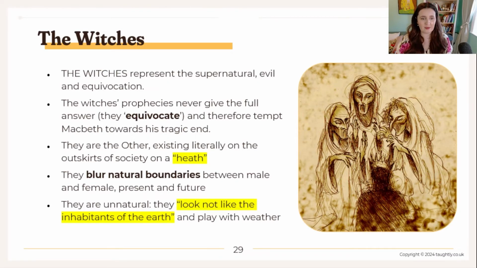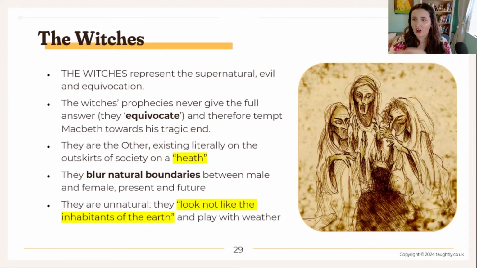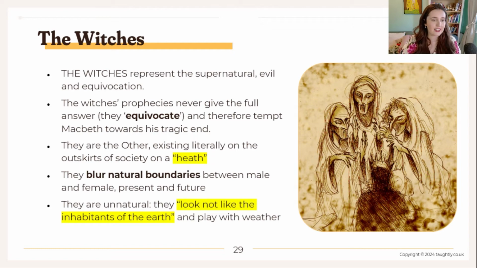Because Macbeth thinks that means, well, everyone is born of woman, therefore no one can hurt me. But Macduff was, from his mother's womb, untimely ripped. He was born by C-section. So their equivocation is what pushes Macbeth to kill the king, and then later pushes him towards his tragic ending of his own death. The witches are also the other, which means that they are on the outside, they are alienated. They exist literally on the outskirts of society, because we know that the only setting we ever see them in is the heath.